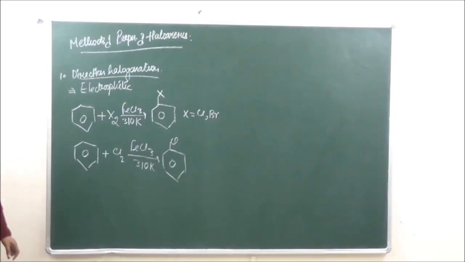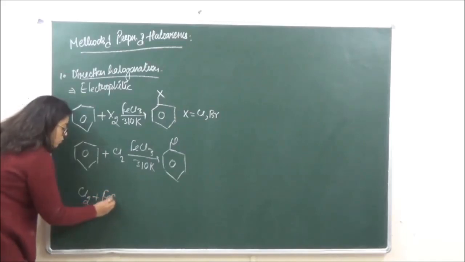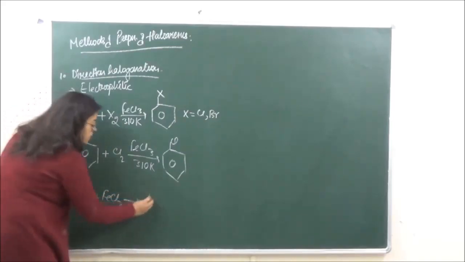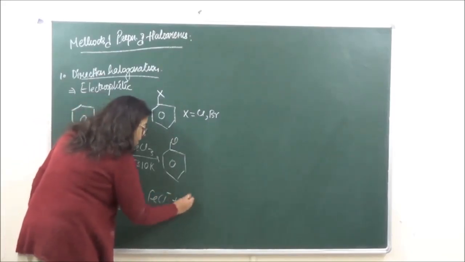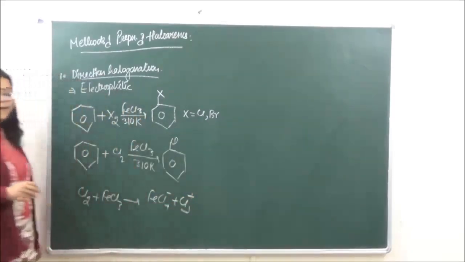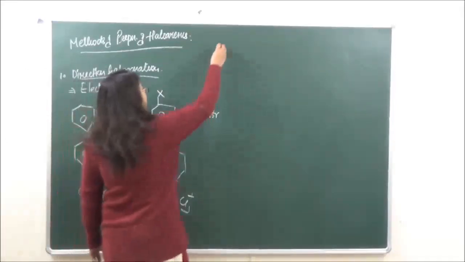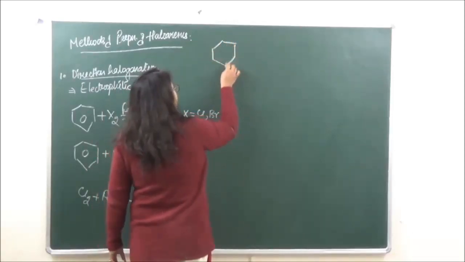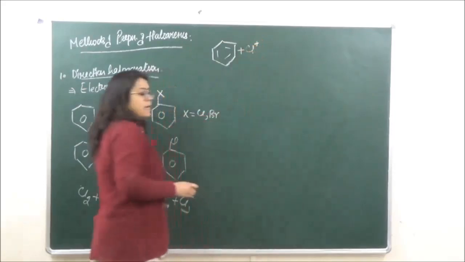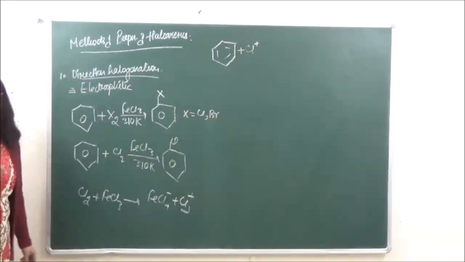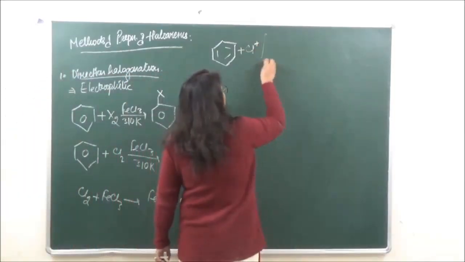Now what is the function of FeCl3? FeCl3 is going to react with the halogen to give us FeCl4 negative plus Cl positive. So this is the electrophile which is now going to attack at the benzene ring, right? So let's just see the mechanism of this reaction. We have the benzene ring plus the electrophile which is being formed over here, Cl positive, and this is going to give us the following resonating structures.